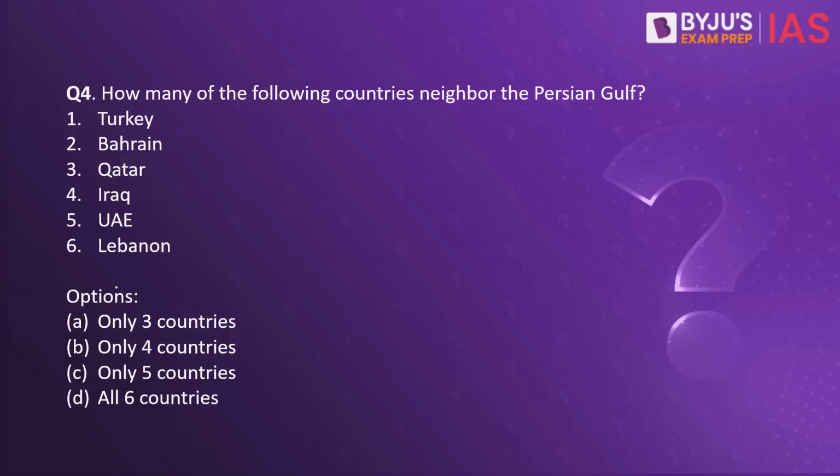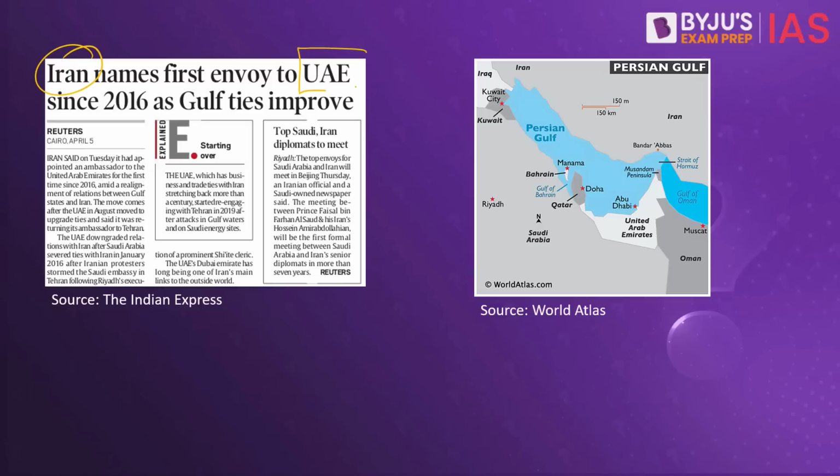The next question is, how many of the following countries neighbor the Persian Gulf? The Persian Gulf region has been in news for quite some time, and that's why it becomes important for us to understand its geography, because UPSC can definitely ask such questions. We have Turkey, Bahrain, Qatar, Iraq, UAE and Lebanon. Now, the relations between Iran and UAE, which are both surrounding the Persian Gulf region, have been improving rapidly. In fact, the improvement of relationships also extends to Iran and Saudi Arabia.